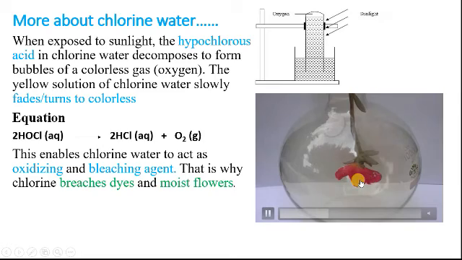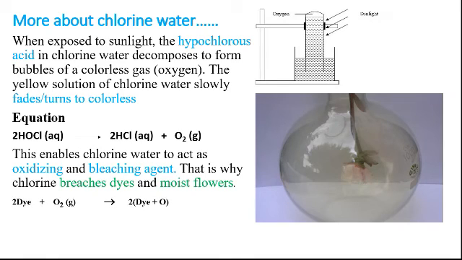Why is the flower supposed to be moist? Because for chlorine to bleach any substance, it has to first of all dissolve in the moisture to form the chlorine water which is containing the hypochlorous acid. And now this hypochlorous acid starts to give away its oxygen to this flower, and the flower loses color. As you can see here, the flower is losing the color and is becoming white or colorless. Therefore, the flower is bleached.